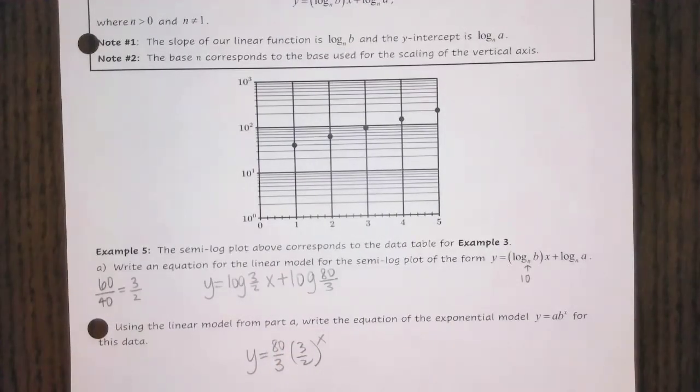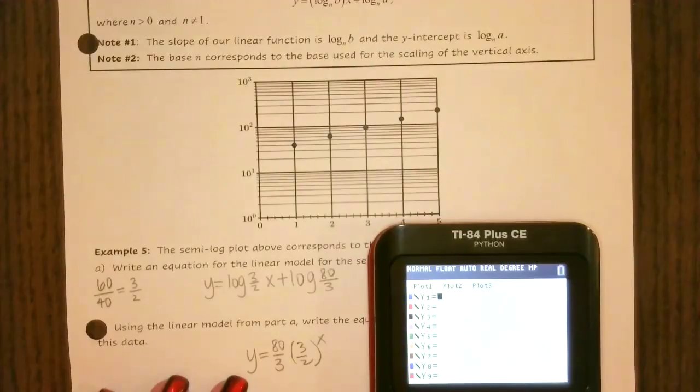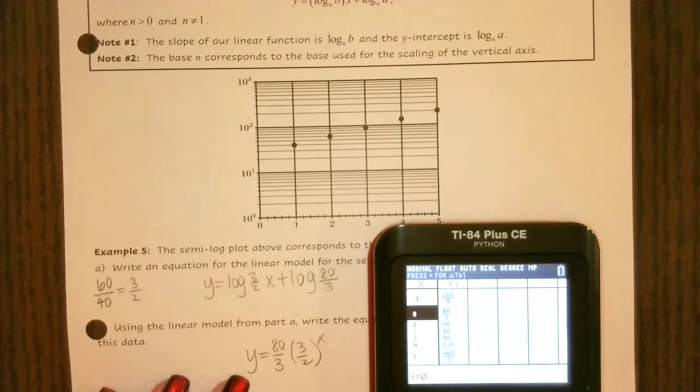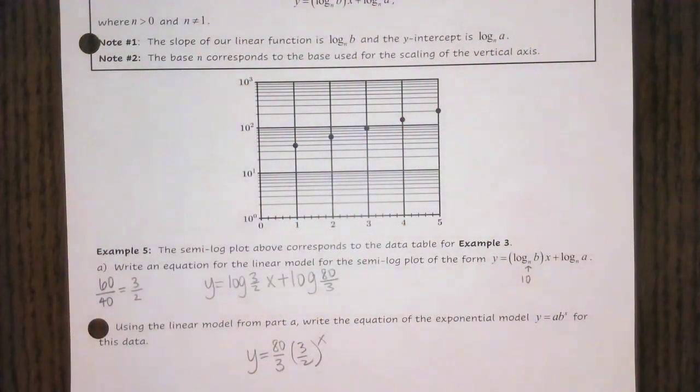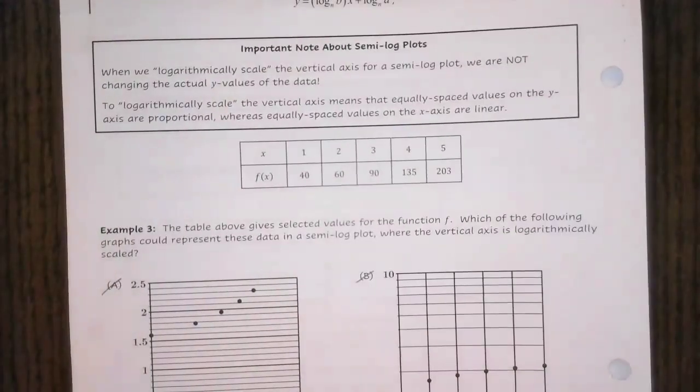You can always check your work once you have written it. We can go right here. I can put in my 80 over 3 times my 3 over 2 raised to the x power. Now I go to my table and I can see at 0 it's 80 over 3, but there is 40, 60, 90, 135, which was exactly what we had right here on our table.